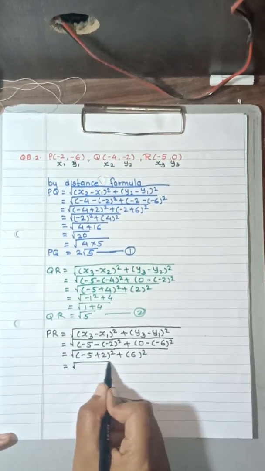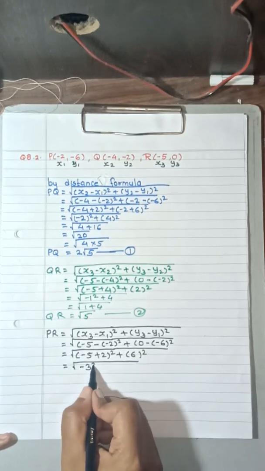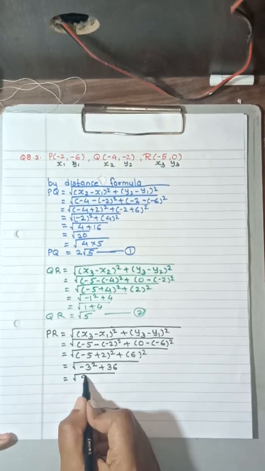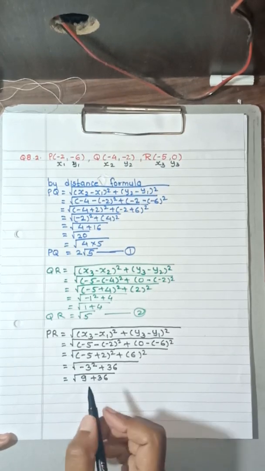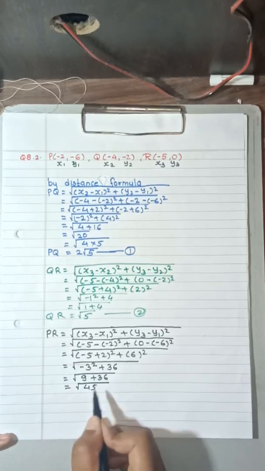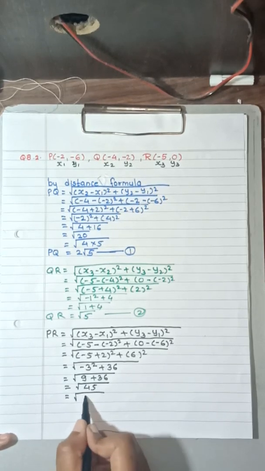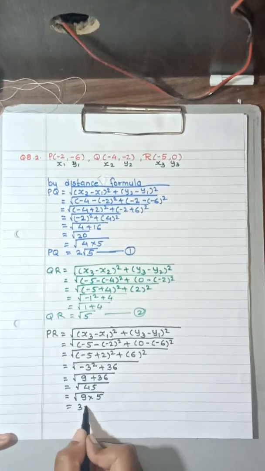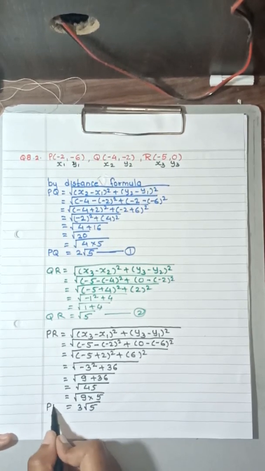This will be equal to under root of (-3) square plus 36. That will be equal to under root of 9 plus 36, and 9 plus 36 is what? That is under root of 45. So what is this 45? That is 9 multiplied by 5. So 3 root 5 is the value of PR.